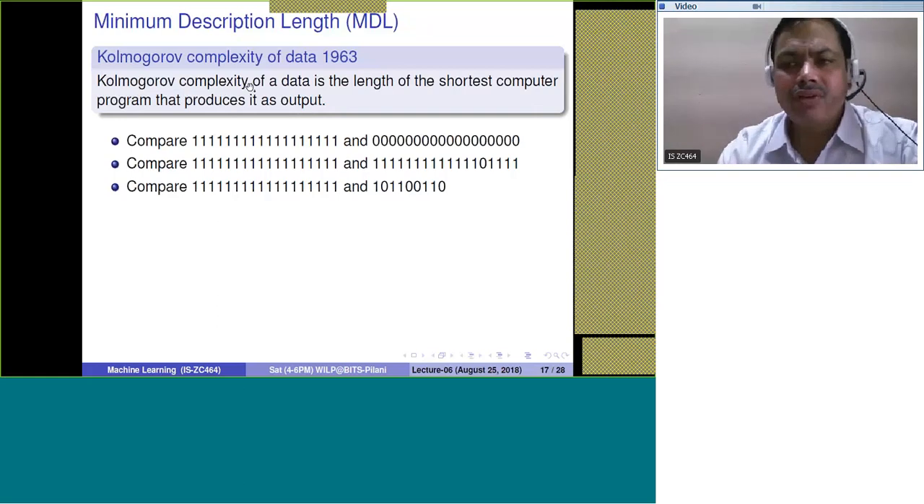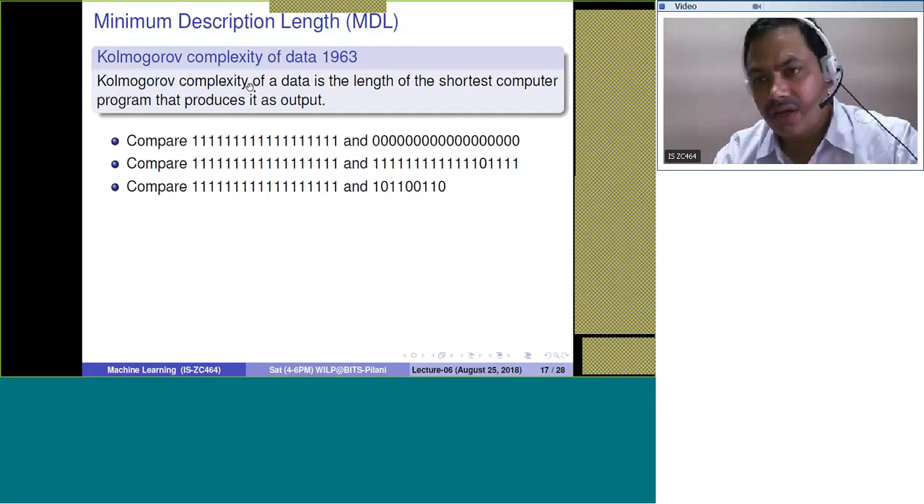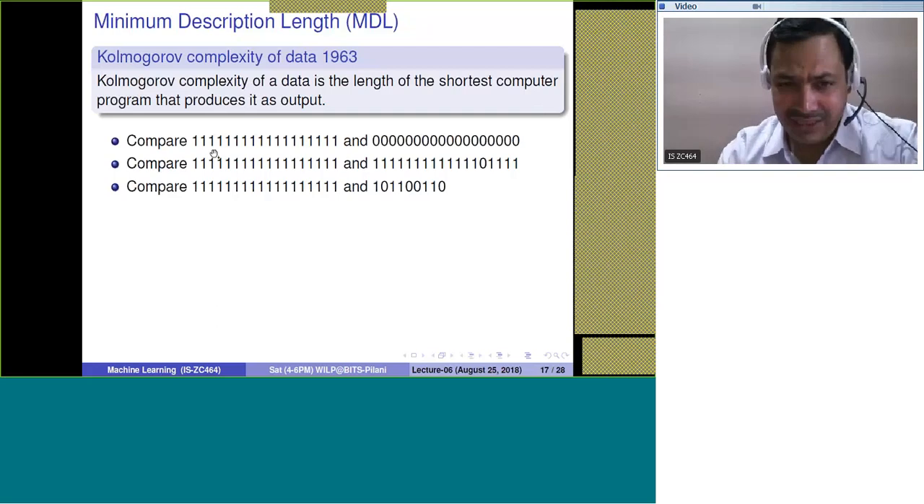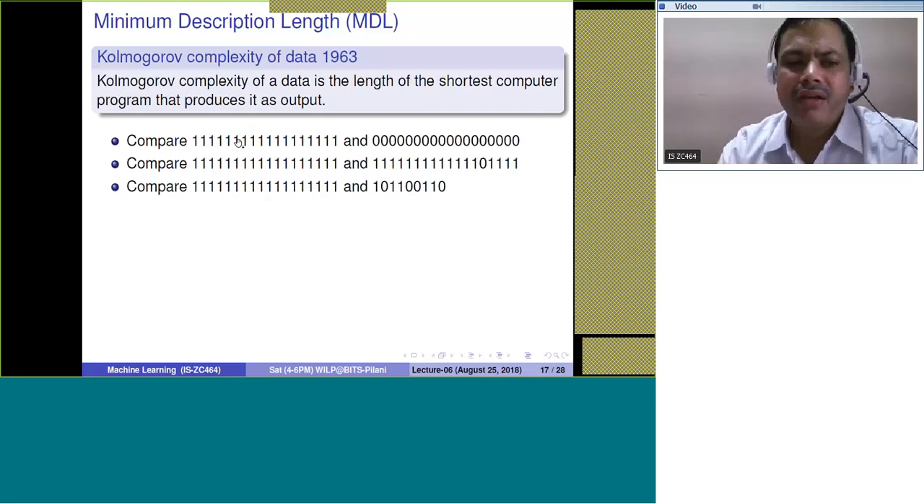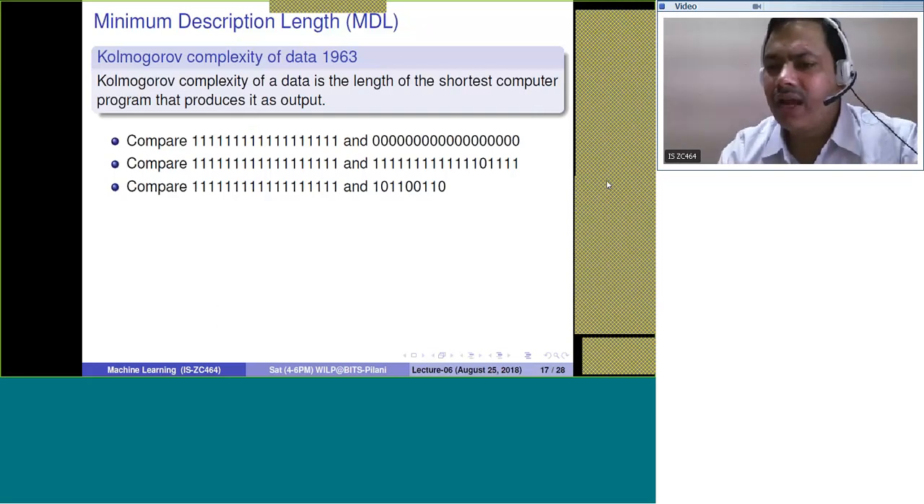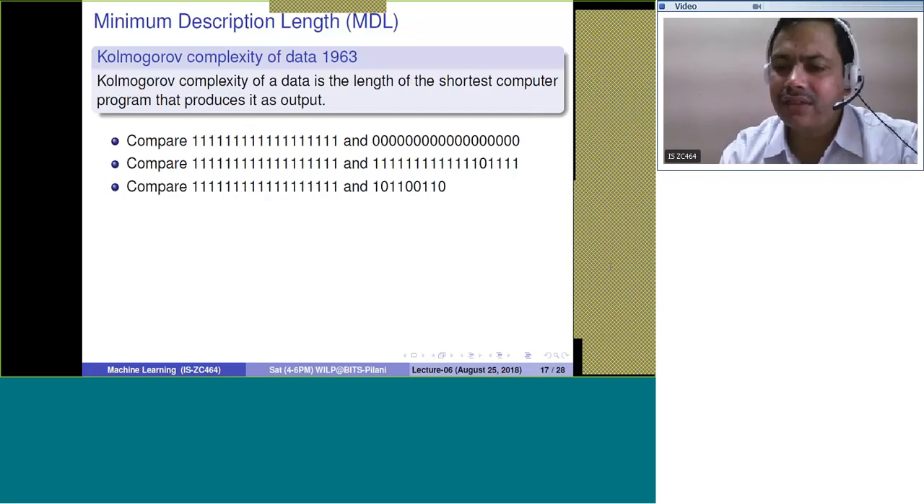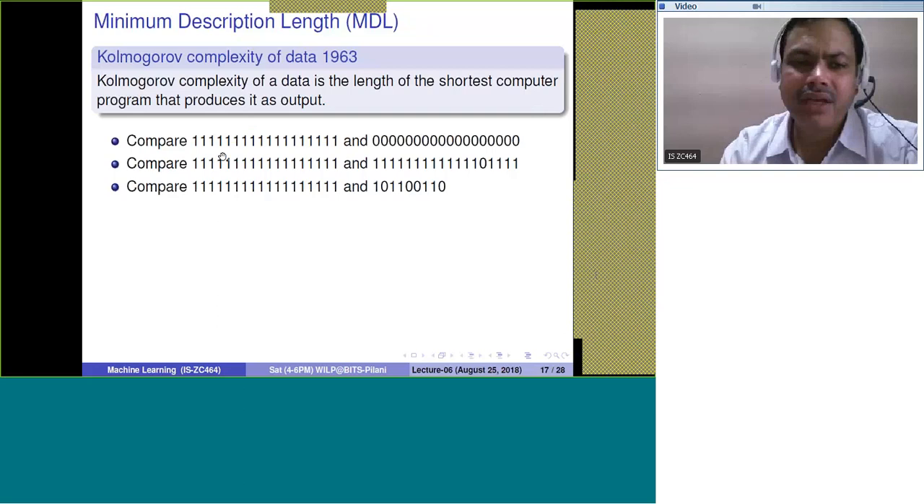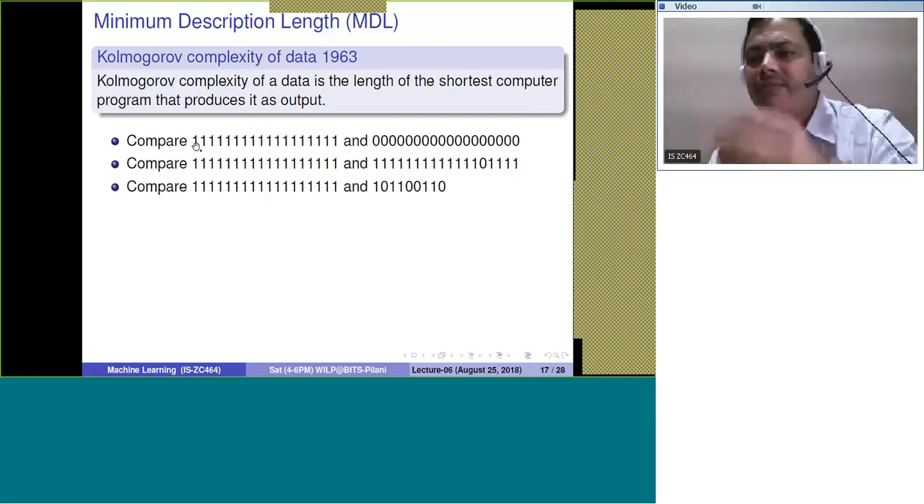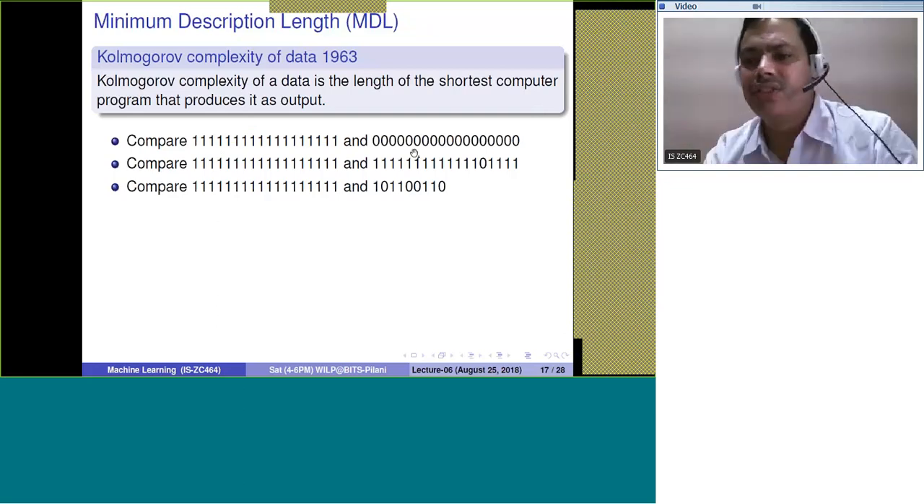I'm not going to tell you how to find the Kolmogorov complexity, but can you look at these two things and tell me which has more Kolmogorov complexity? 1111 and then 000. Can anybody tell which one has a higher complexity? Same. Correct, some students are saying same. Yes, because you only have to change the 1 to 0 and then it would produce the same thing. So the complexity is the same.